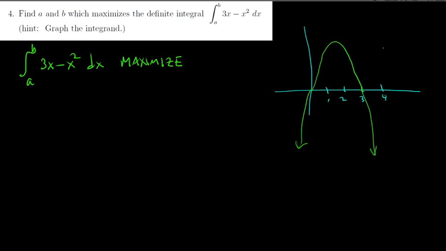So what are we trying to do? If we're trying to maximize this definite integral, what does it represent? It represents the area between a and b. Let's say my a is 1 and my b is 2.5. Then I want the area of this region. That's a pretty big area. Can I make it bigger?